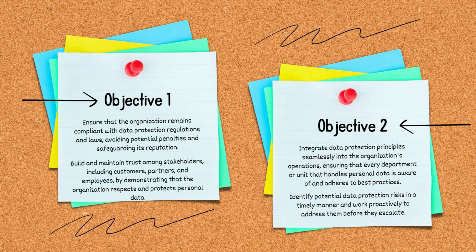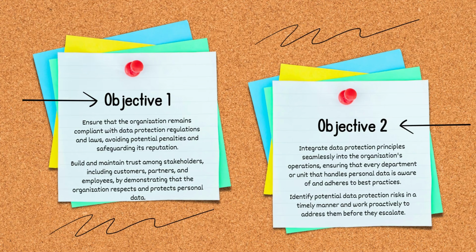Next, objectives. There are many objectives. I have chosen four here. Ensure that the organization remains compliant with data protection regulations and laws, avoiding potential penalties and safeguarding its reputation. Next, build and maintain trust among stakeholders, including customers, partners, and employees, by demonstrating that the organization respects and protects personal data.